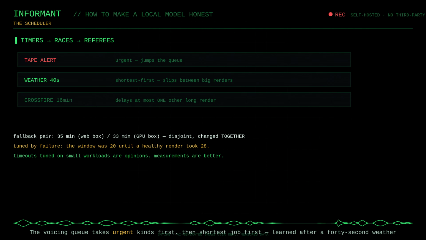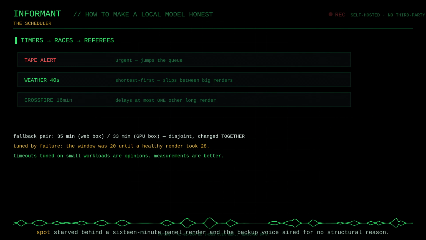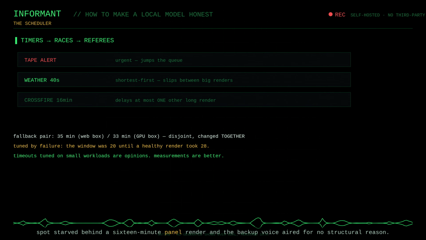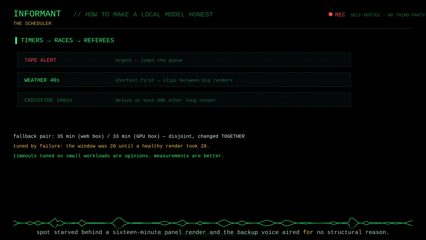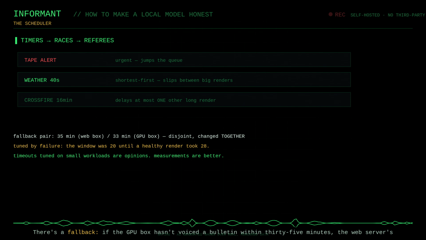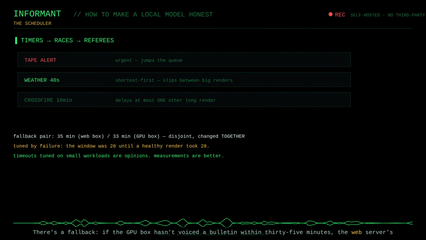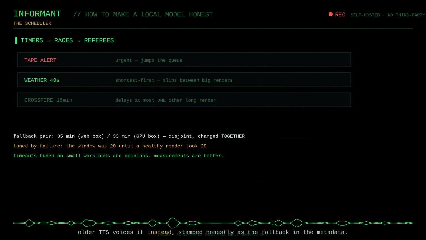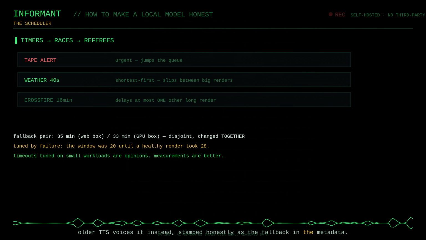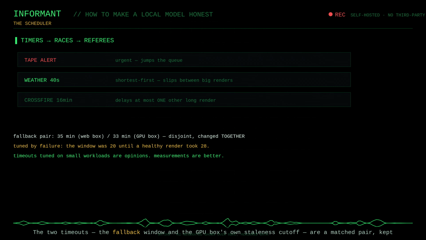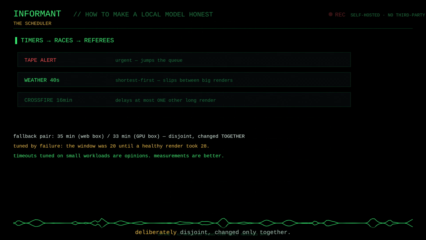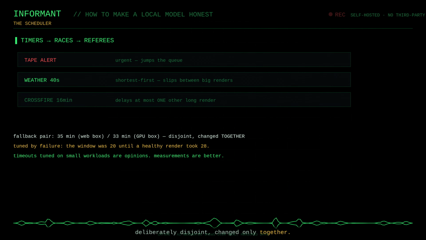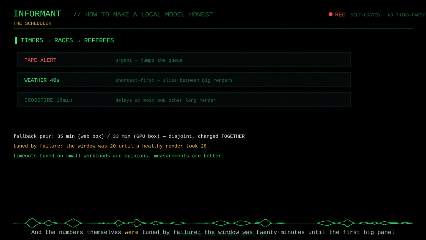The voicing queue takes urgent kinds first, then shortest job first, learned after a 40-second weather spot starved behind a 16-minute panel render, and the backup voice aired for no structural reason. There's a fallback if the GPU box hasn't voiced a bulletin within 35 minutes. The web server's older TTS voices it instead, stamped honestly as the fallback in the metadata. The 2 timeouts, the fallback window, and the GPU box's own staleness cutoff are a matched pair, kept deliberately disjoint, changed only together.